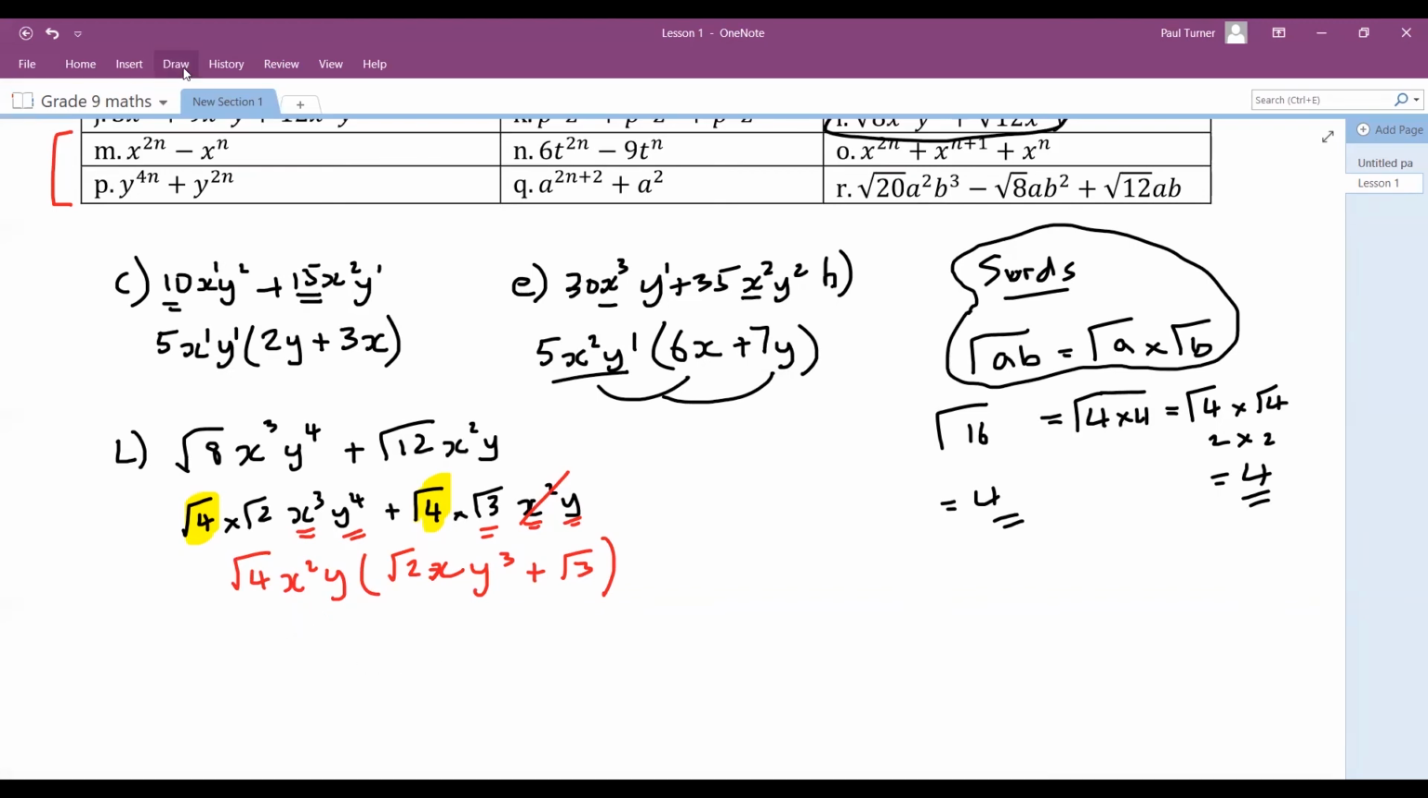So then it's probably easier to write that as root 4 should be 2, shouldn't it? So change this to 2 x squared y, root 2x, y cubed, plus root 3. So let's check 2. Okay, so x squared, x cubed, y cubed, y4, and x squared y. Okay, looks okay, that one. So that's question L. How about Q?